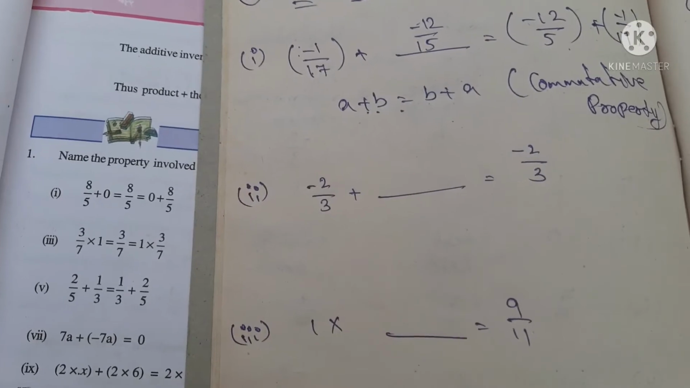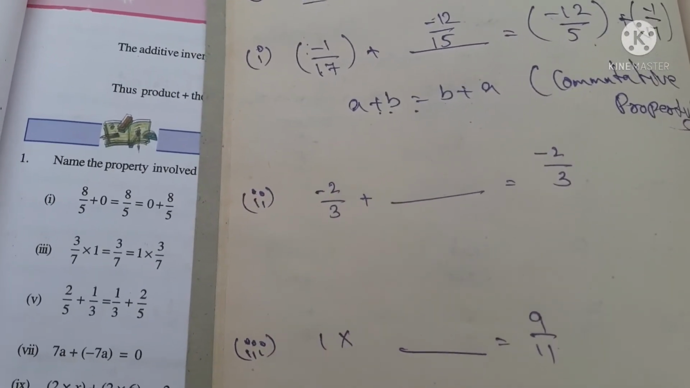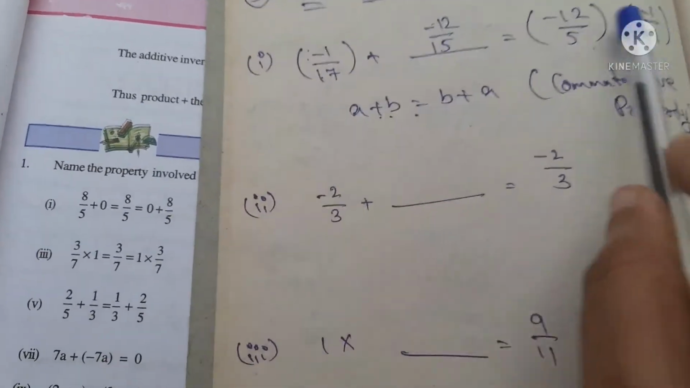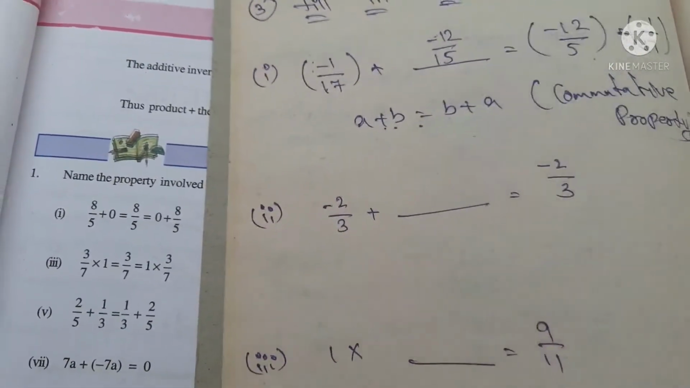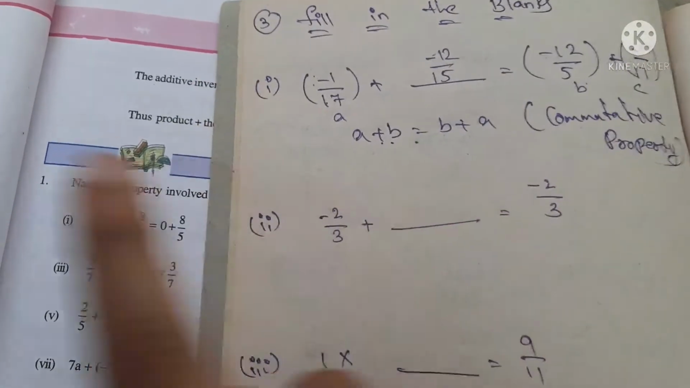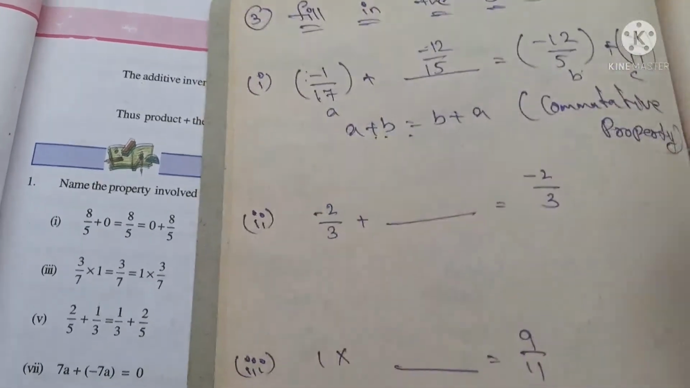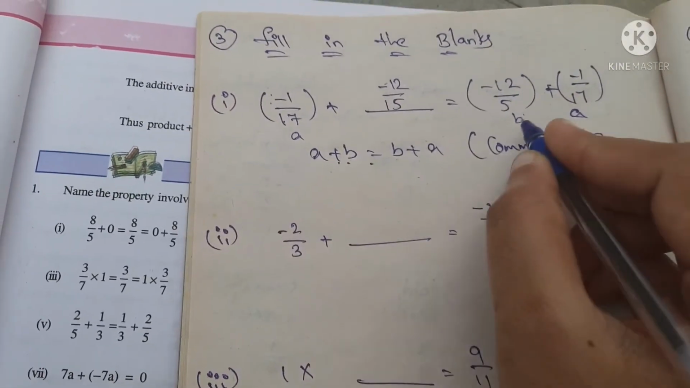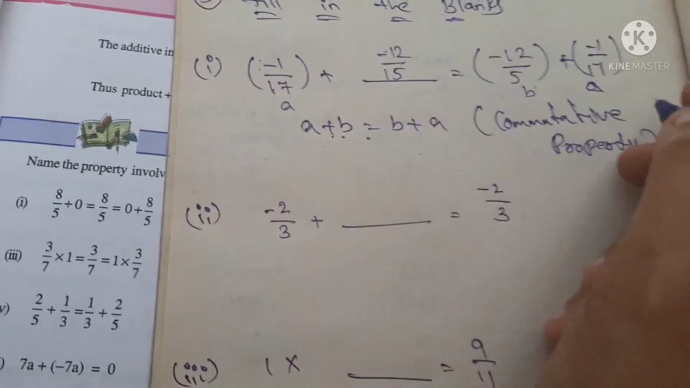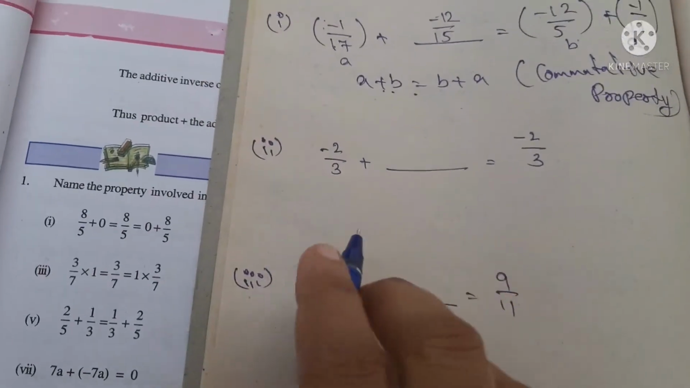Is it clear? First observe how many values are given, 2 values or 3 values. So here only 2 values. One is minus 1 by 17, and the second one is minus 12 by 5. Just write A, B, C. So let us look at this. A plus something equals B plus A. Is it clear? So A plus B equals B plus A. It is the commutative property. Okay. And let us see the second one.